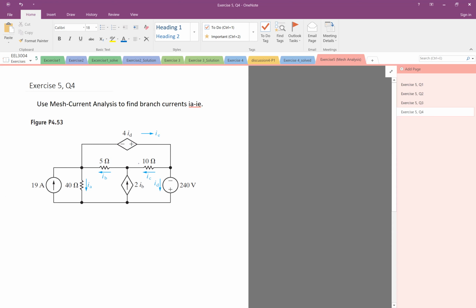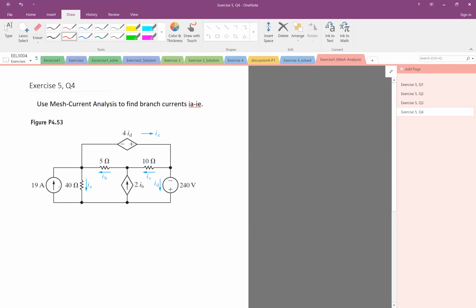So we have 1, 2, 3, 4 meshes, but as we see, one of the meshes has a current source that is only in that one mesh. So therefore, the mesh current here would be 19. So I just put 19 here. And then I will label the other ones I1, let's say, I2, and I3.